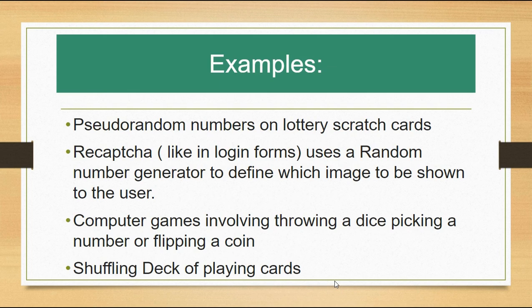Okay, so there are some examples of random. These are pseudo random numbers on lottery scratch cards. Recaptcha, like in login forms, uses a random number generator to define which image is shown to the user. Next, computer games involving throwing a dice, picking a number, or flipping a coin. Even if you flip a coin, it's not sure when you will get head and when you will get tail, right? So it is random. Then shuffling a deck of playing cards. So these are all examples of a random number generator.